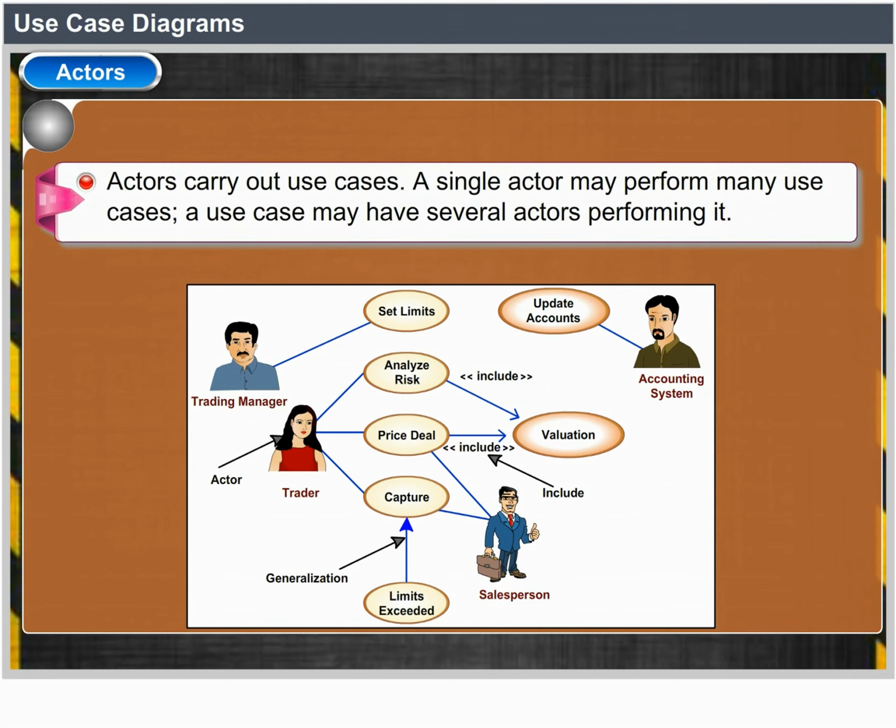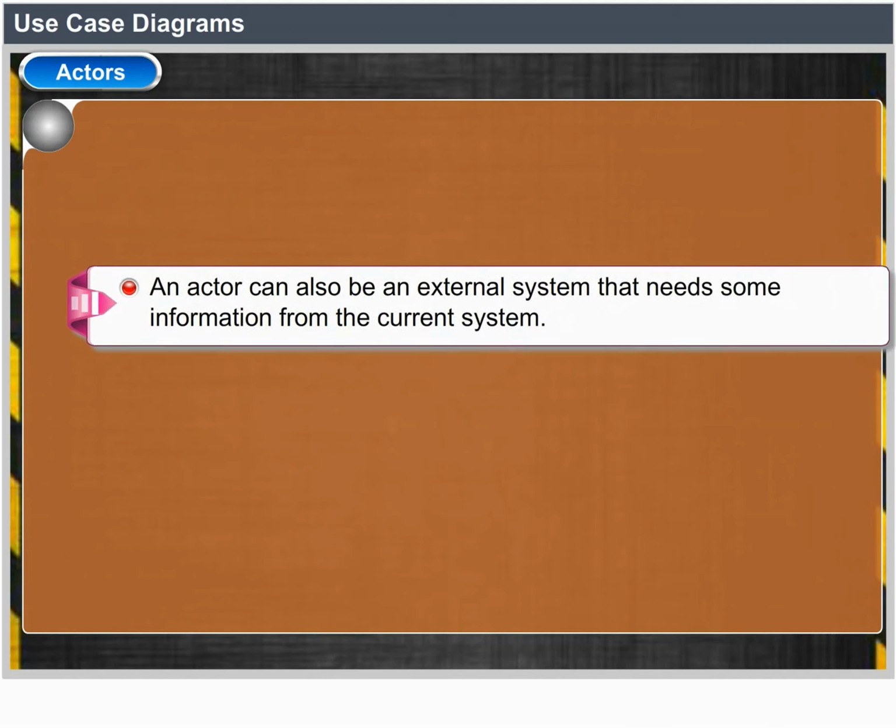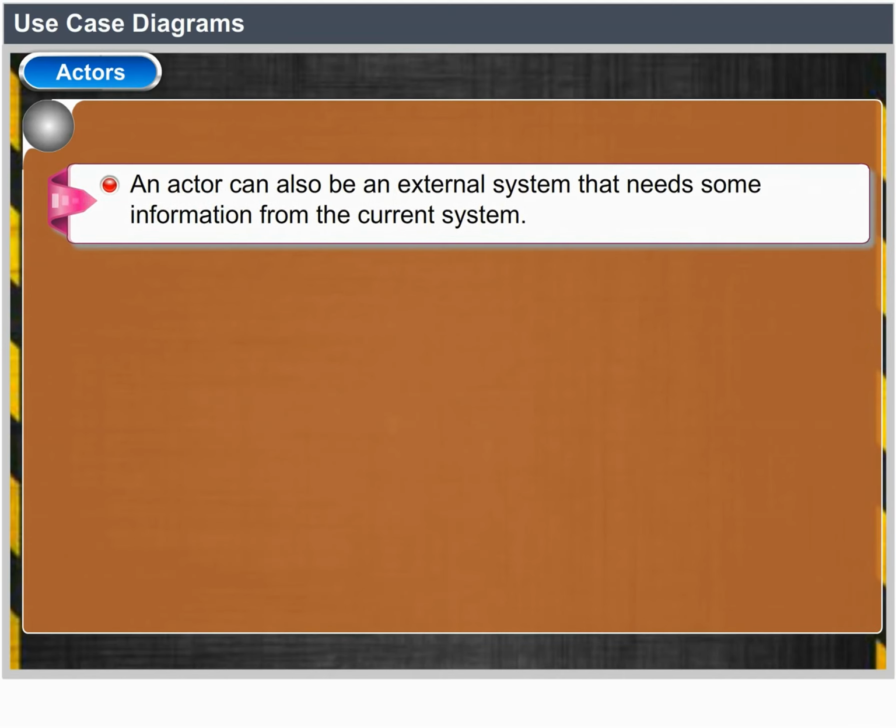Actors carry out use cases. A single actor may perform many use cases. A use case may have several actors performing it. An actor can also be an external system that needs some information from the current system.